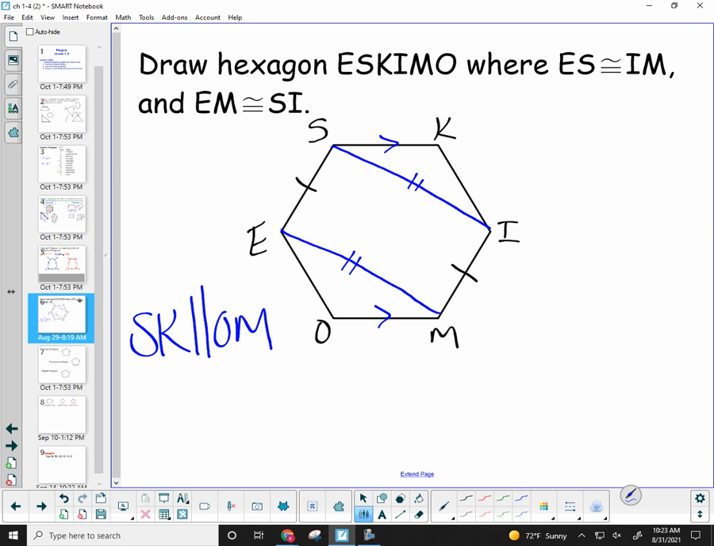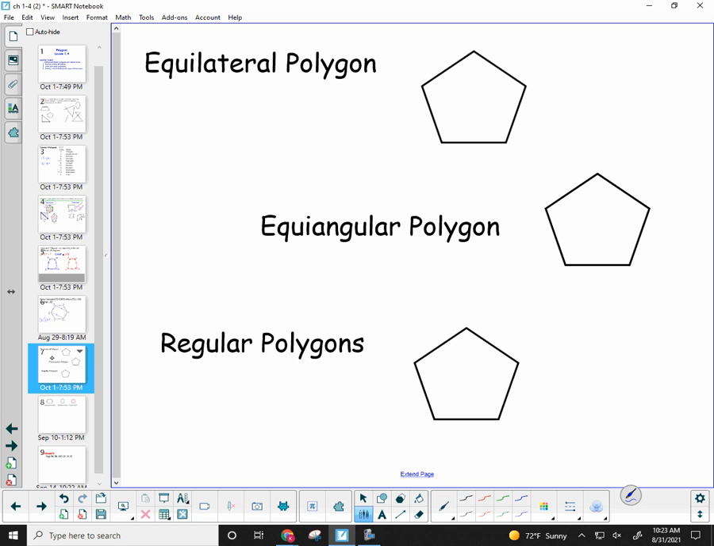All right, last 3 terms. We have different types of polygons. In this example, I drew in pentagons, but this really works for any polygon. Okay, equilateral polygons. Lateral means side. This means equal sides, so all sides of the polygon are congruent. Equiangular. Angular sounds like angle, right? So that means all the angles are congruent. So that is equiangular.